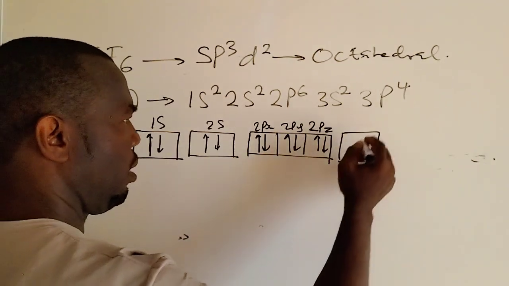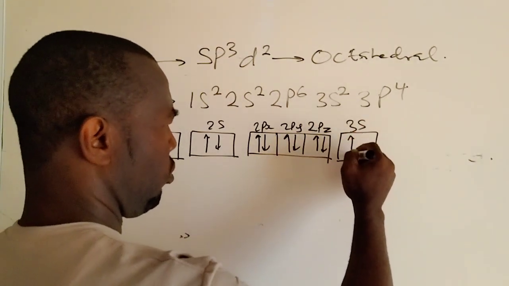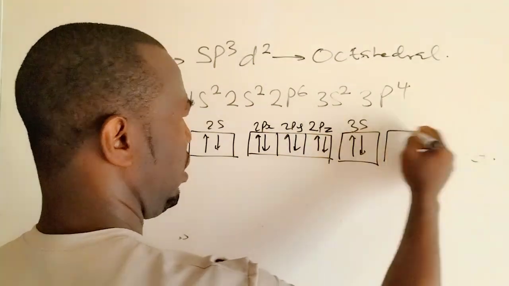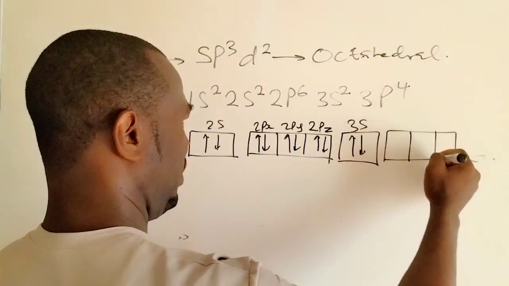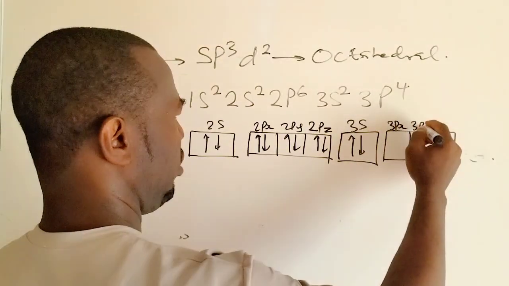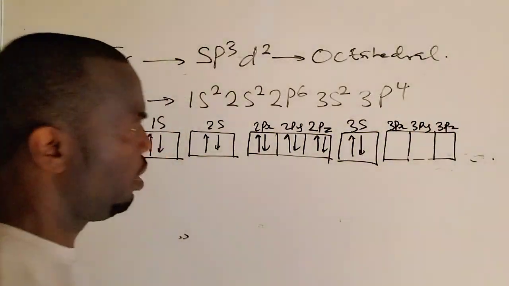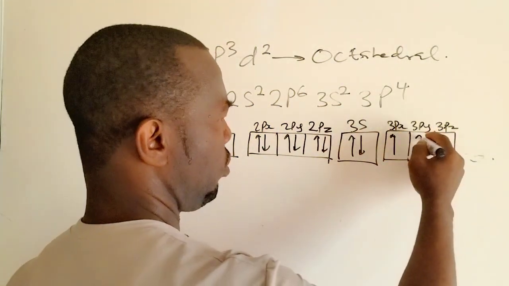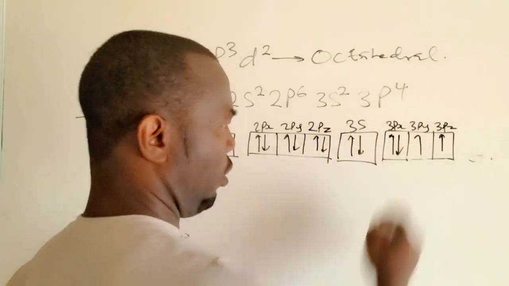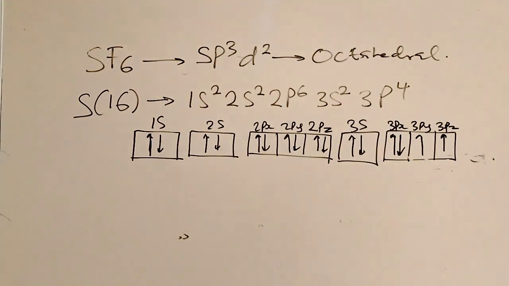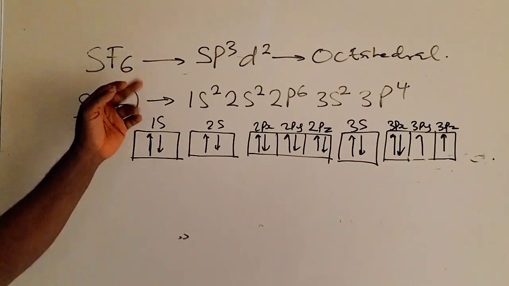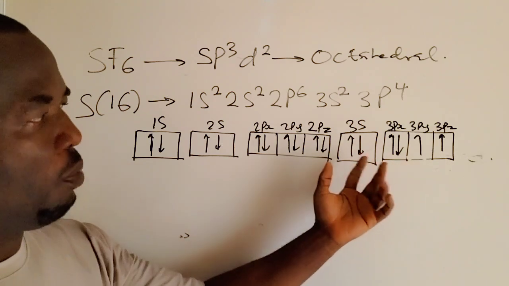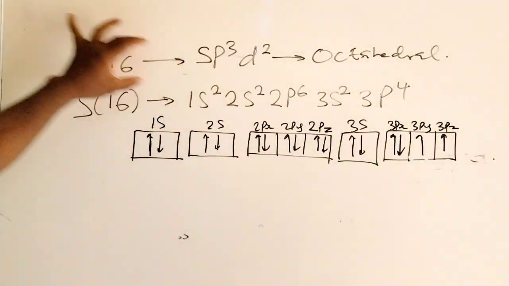Move to 3s. 3s has 2 in it. Then we'll have 3p. 3p is also divided into 3px, 3py, 3pz. You share the 3p electrons in the same way as you shared the 2p electrons. So 1, 2, 3, remaining 1, that becomes 4. Now, can sulfur hybridize in this way with 6 fluorine atoms? No, because for sulfur to hybridize with 6 fluorine atoms, it must have spaces to contain 6 electrons from fluorine.